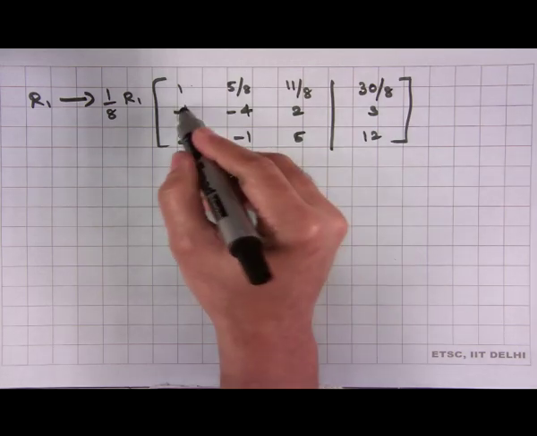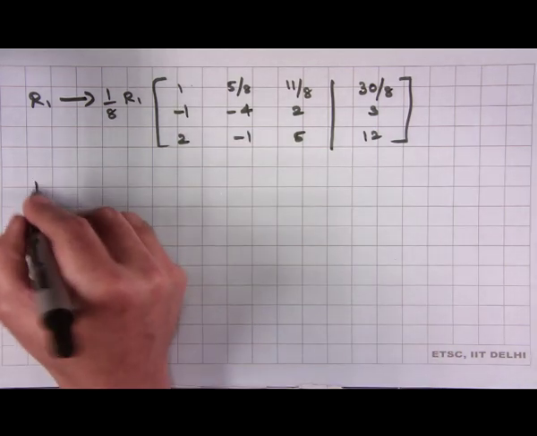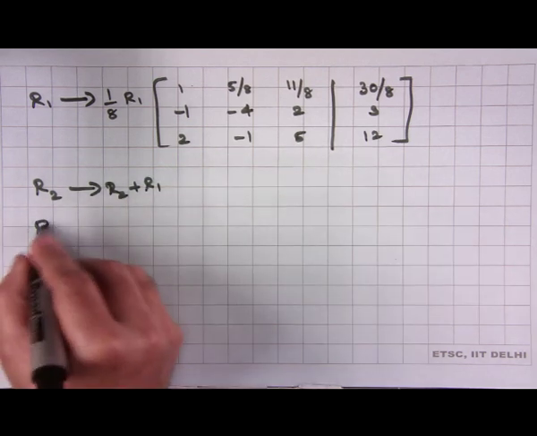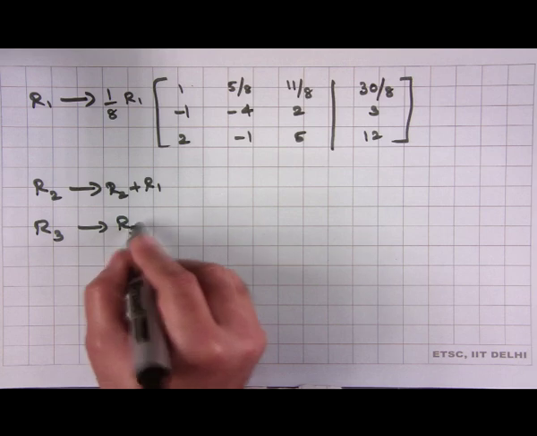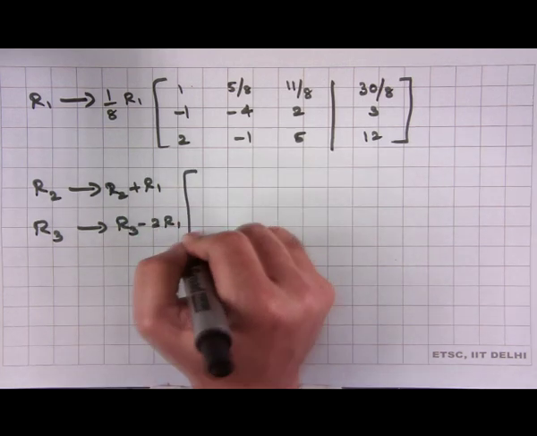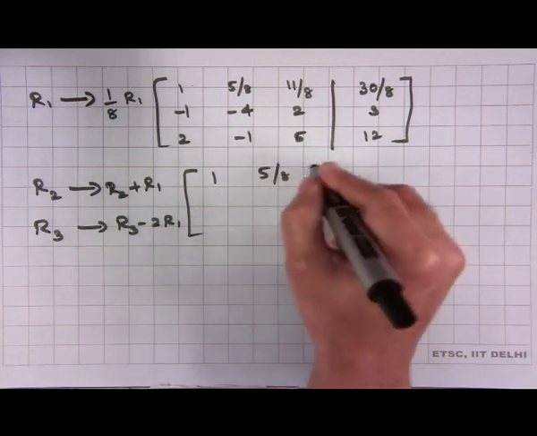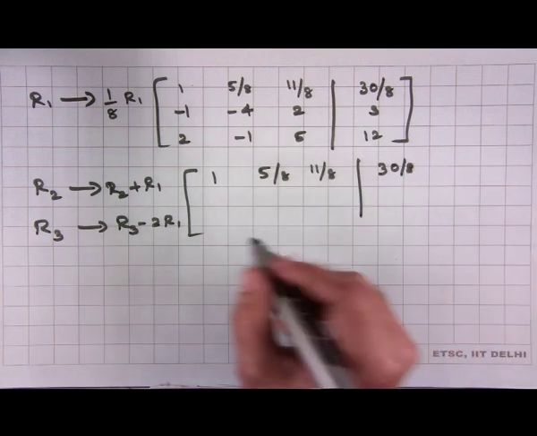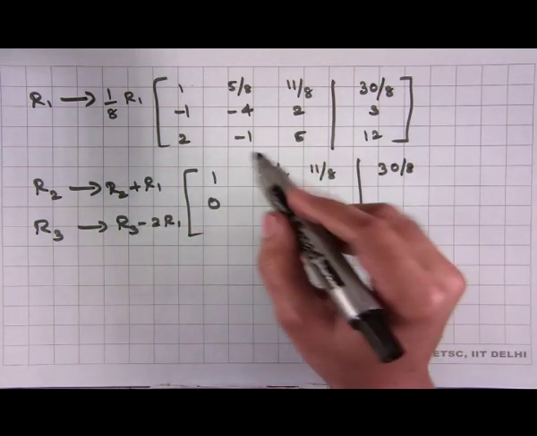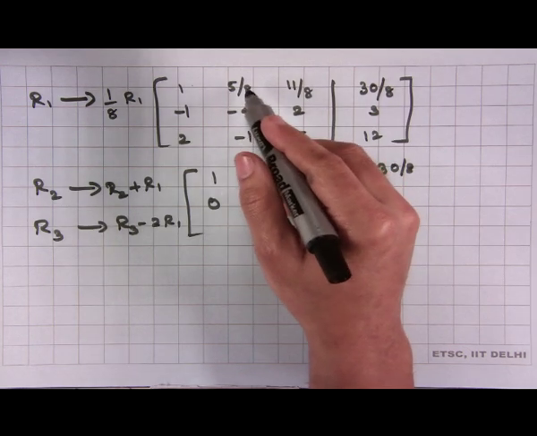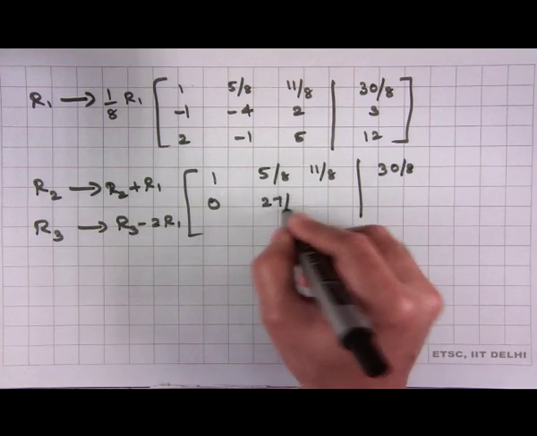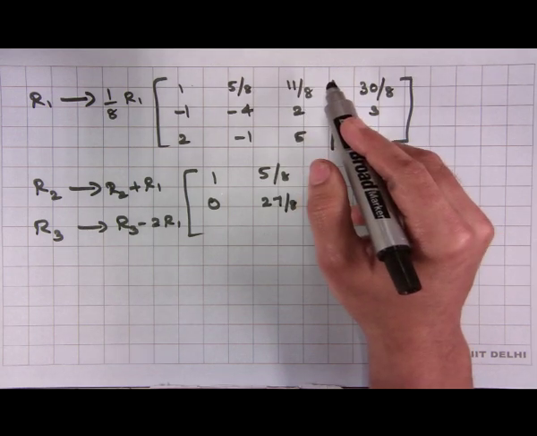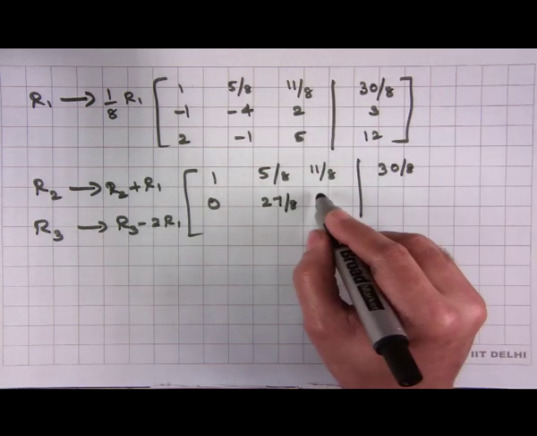I will have to convert these two elements into 0. So, I am just replacing R2 by R2 plus R1 and R3 is replaced by R3 minus 2 times R1. First row remains unchanged, 1, 5 by 8, 11 by 8 and I will have 30 by 8, 0. So, I will have minus 4 plus 5 by 8 which will give me 27 by 8, 2 plus 11 by 8 which is again 27 by 8.